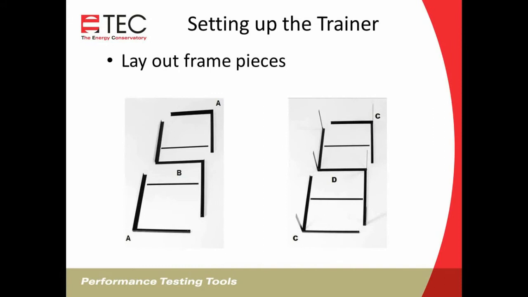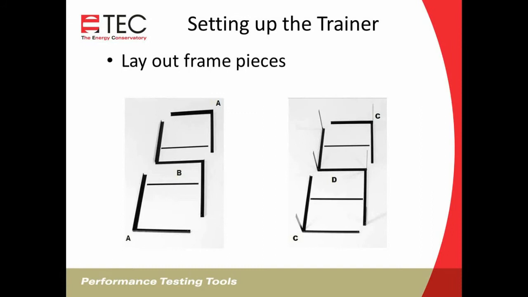So the first step in setting up the trainer is to unfold the frame. The L-shaped pieces of aluminum that make up the frame are hinged at the corners using shoulder bolts. So you'll unfold those sections and lay them out on the floor. As you can see, there are labels A, B, C, and D, and there are stickers on each section showing which part is which. There are 2 A sections and 2 C sections, and they're interchangeable.